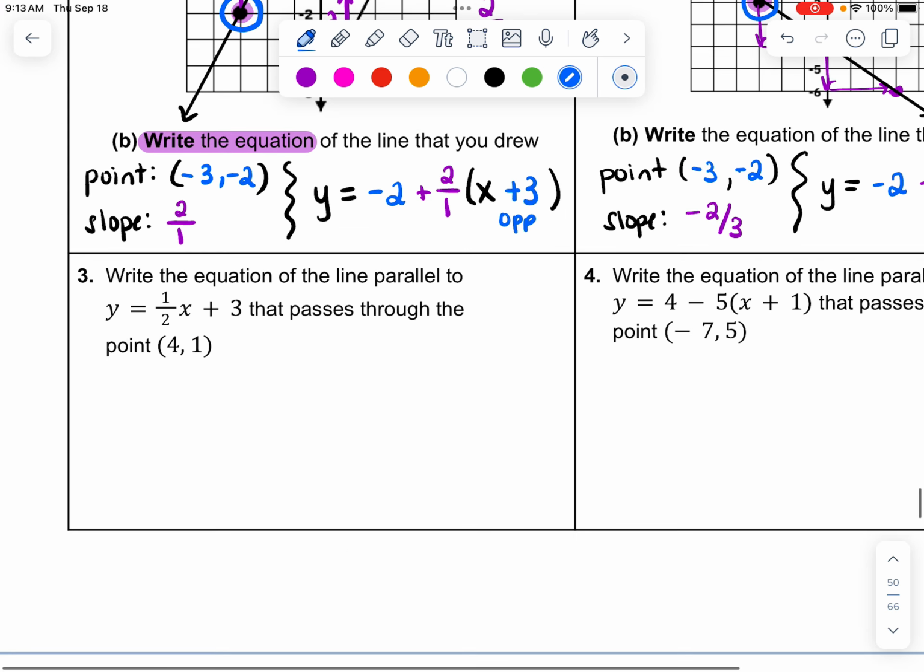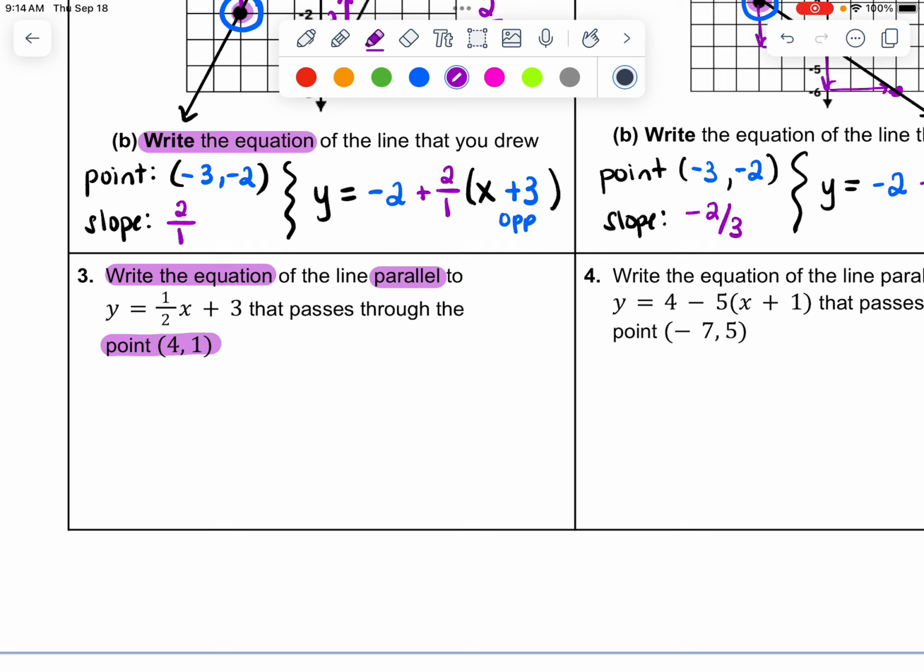For problem number 3, I'm not going to give you a graph. Instead, I'm going to say write the equation of the line that is parallel to the equation that I gave you and goes through this new point. Now, if we want to be parallel, we need to have the same slope. So all I'm going to do is find the slope number in my equation, and I'm going to steal it and use it for my new equation that I'm about to write.